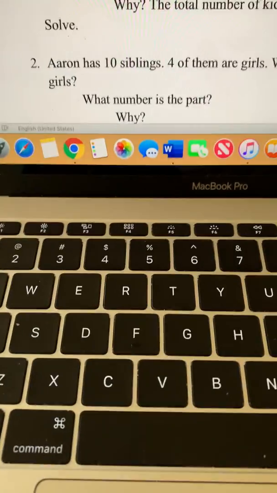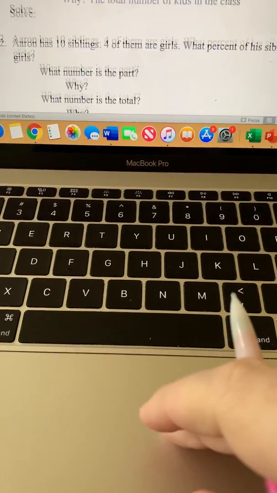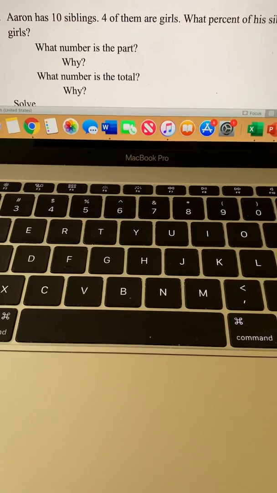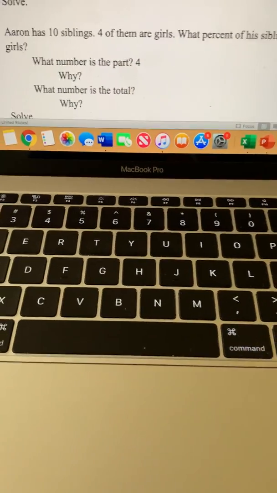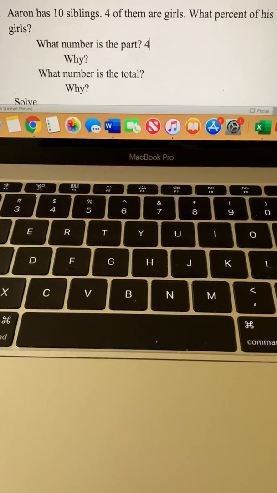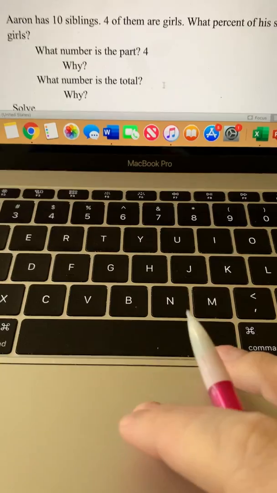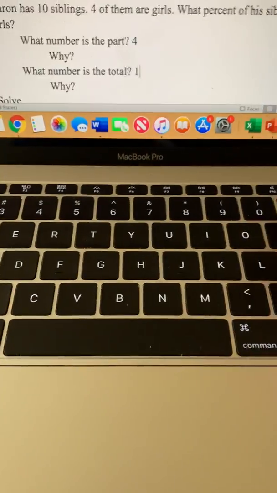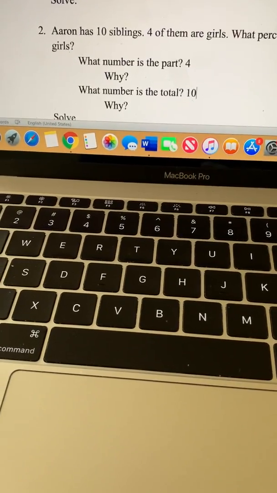Okay, so the key was deciding which was the part, which was the total, and then just putting it out of 100. Number 2, Aaron has 10 siblings. 4 of them are girls. What percent of the siblings are girls? Okay, what is the part? The part is going to be 4. Why is 4 the part? Because only part of the siblings are girls. What is the total? The total is 10. Why is that the total? Because the whole number of siblings he has is 10.